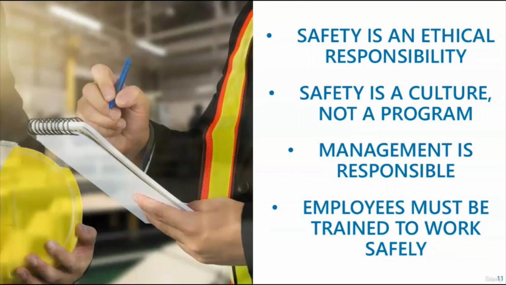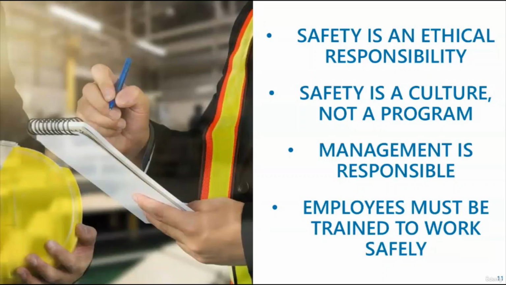Number 4, employees must be trained to work safely. This is the 4th principle. Remember, principles are those guiding things. They guide us. They ensure that we do what is right to get the expected results. So if an organization has these 8 principles in place, the likelihood of succeeding and having a safe work environment is guaranteed.